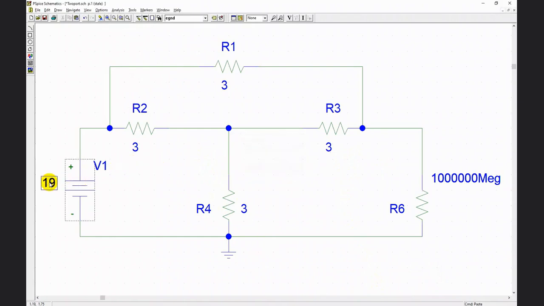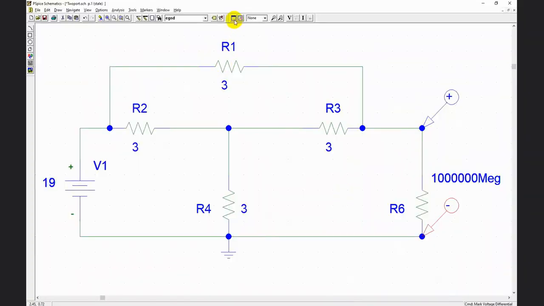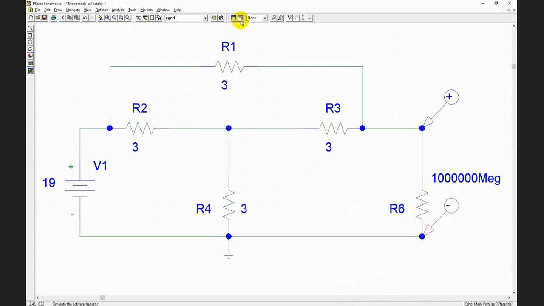You can give any values. So I'll give my USN number, 19. You can give any number, either positive or negative, any value you can give. And since we are giving input V1, we need not find it. So we have to find V2. Go to marker, voltage differential, positive and negative. Why positive here and why negative here? You can see in the question, positive is here and negative is here, thus positive and negative. So the settings are setup analysis, click just enable transients, simulate for your output.